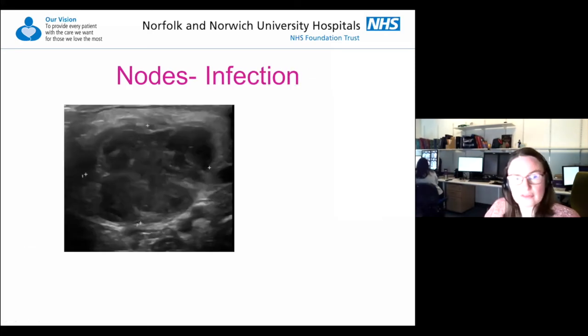Obviously, infection can cause lymphadenopathy. This is a patient with quite a large node, very lobular, quite heterogeneous appearance with some cystic change within it. And this turned out to be TB. So I think we always need to think about things like TB, particularly when they look like this. And if we have strong clinical concerns, we biopsy that, and we need to send a sample off for microbiology as well. It's helpful to think about that.